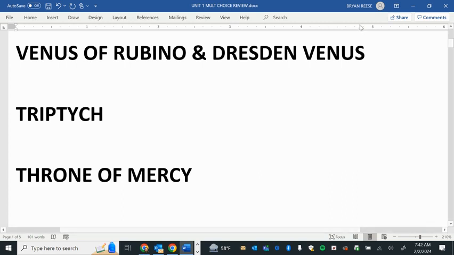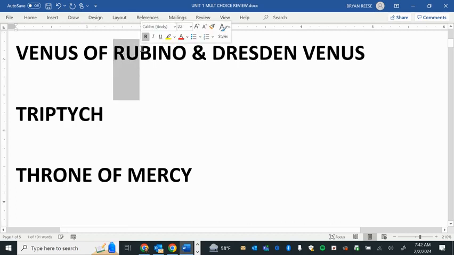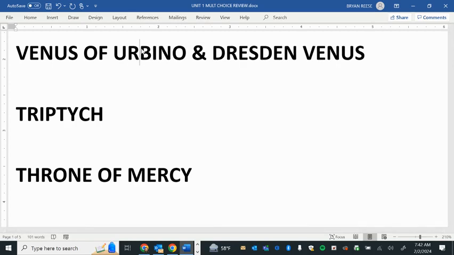There's another typo. It's not the Venus of Rubino. It's the Venus of Urbino. All right. These were the two paintings. Very similar. Why are they important?